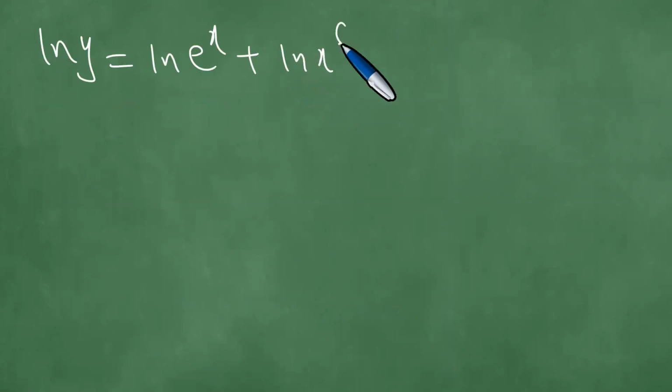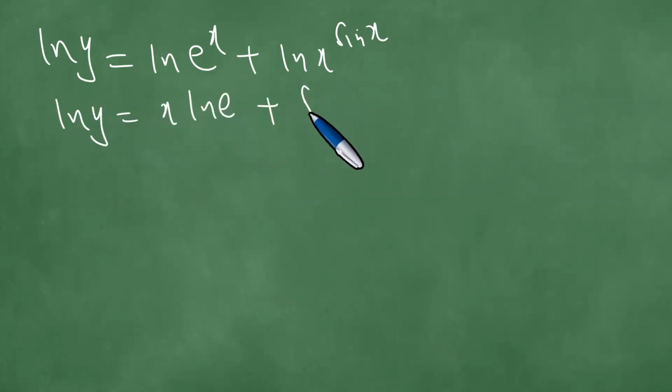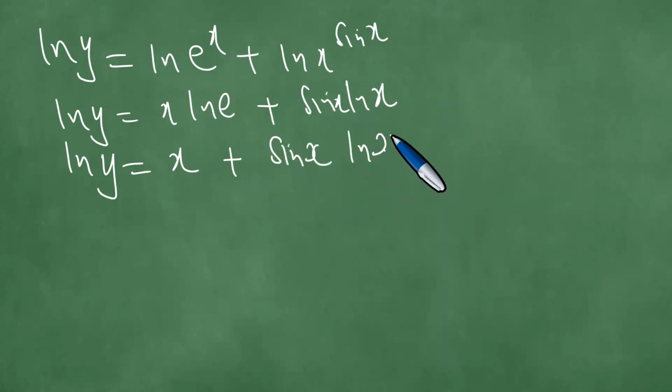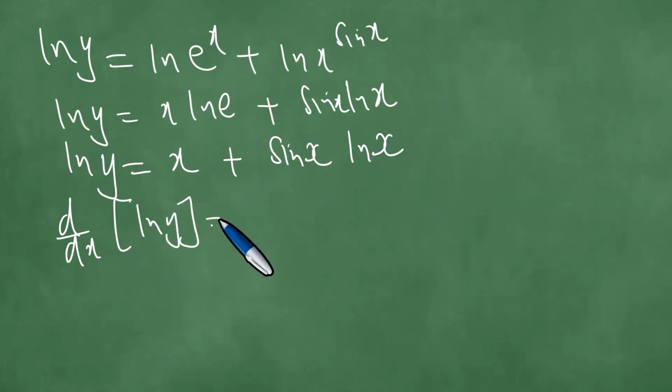So we have the ln of e to the power x plus the ln of x to the sine, like this. So the ln of e is 1, leaving us with x. And then here, this is sine x. So you have the sine of x times the natural log. Next step is to differentiate both sides of the equation, like so.